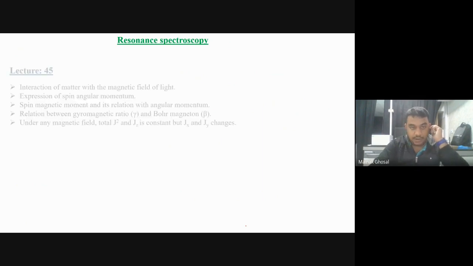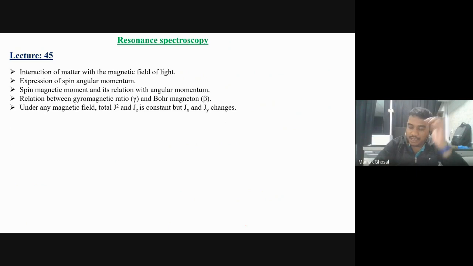So next, in the discussion of resonance spectroscopy, what is resonance spectroscopy? In earlier cases, when we talked about different spectroscopic techniques, we utilized the electric field of the light. So we have dealt with the electric field of light. But you have forgotten that there is also some magnetic field associated with this light.